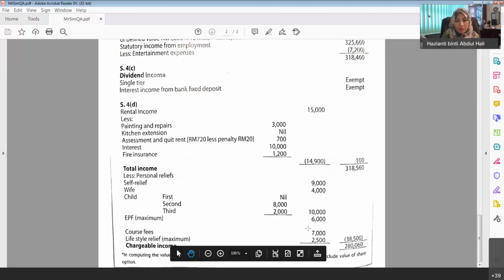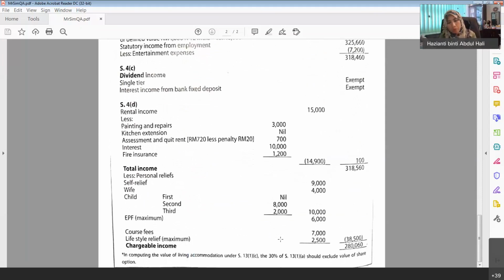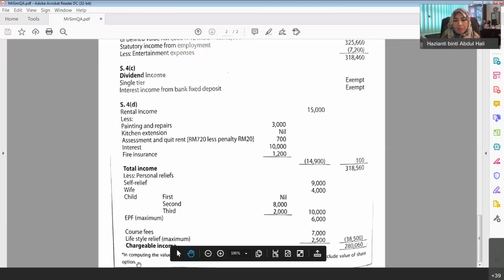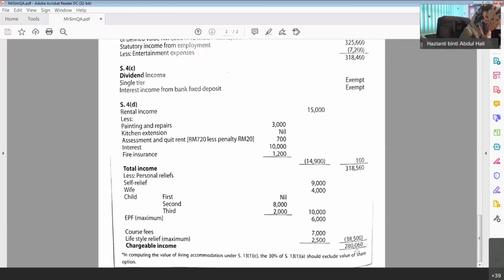Ya, you kena check balik the notes lah ni mana saya dapat figure ni 6,000, 7,000 and also the lifestyle. Walaupun dia beli macam-macam, dia beli komputer, dia beli buku, dia beli treadmill more than 2,005 kan, but the lifestyle relief maximum is only 2,005. So these are the relief dia. Kita dapatlah chargeable income 280,060. Okay tak? Any question tak?